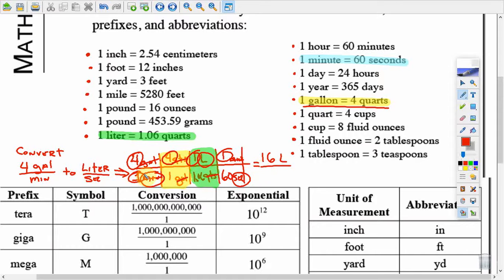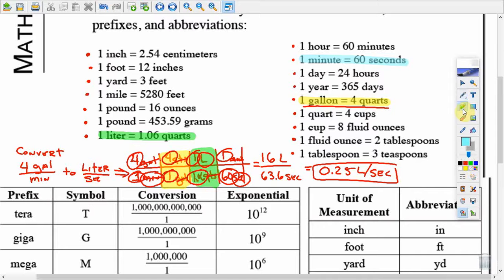On the bottom, 1 times 1 times 1.06 times 60 gives me 63.6 seconds. Now I divide 16 by 63.6. And I get 0.25 liters per second coming out of that hose. So about 1/4 of a liter every second coming out. That's an example of what we can do with this.